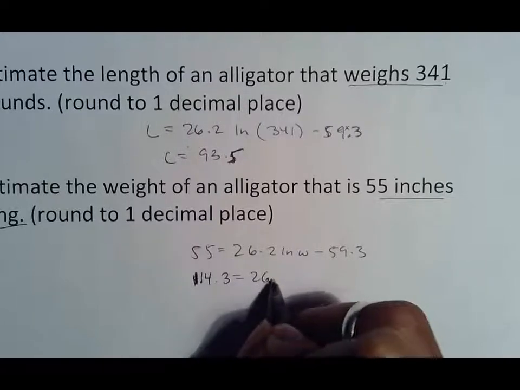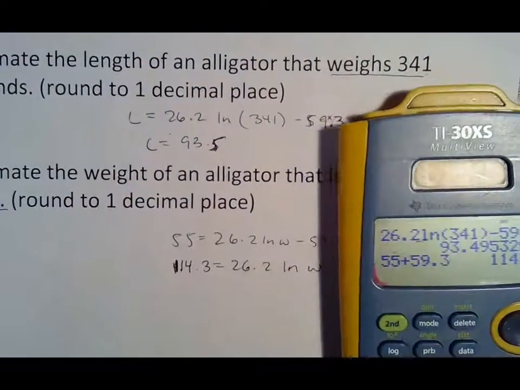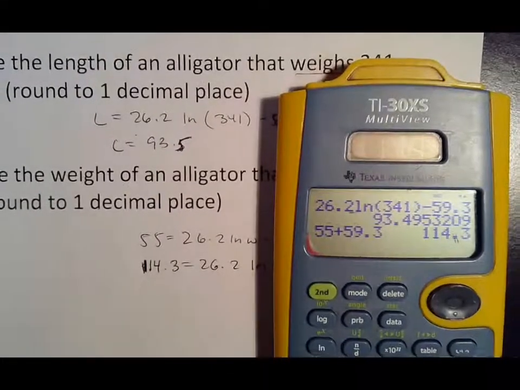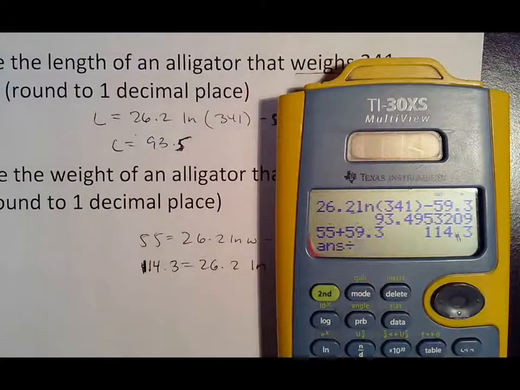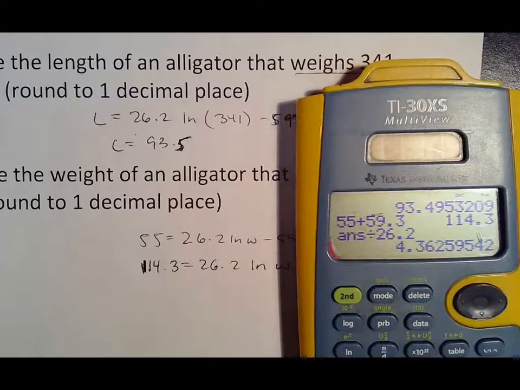114.3 equals 26.2 ln of W. And so now we get rid of the 26.2, of course, by dividing. So 114.3 divided by 26.2, which is, oh man, we're going to one decimal place. So if you're going to round, I would round with that same thing.